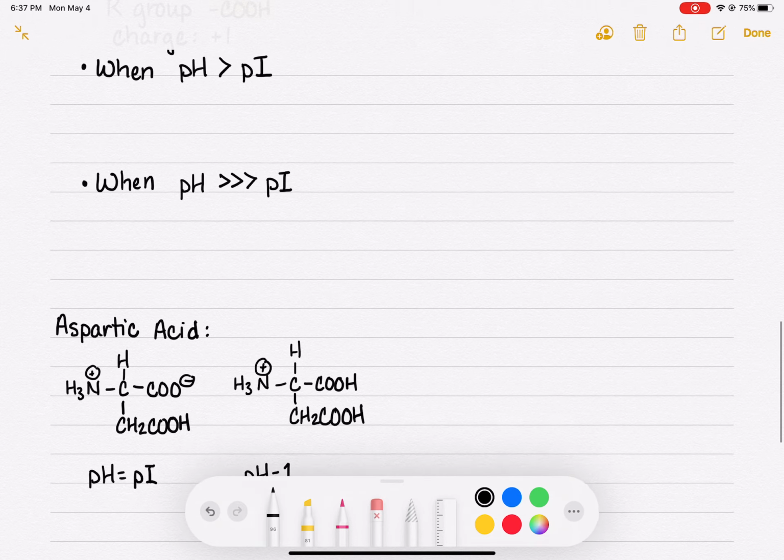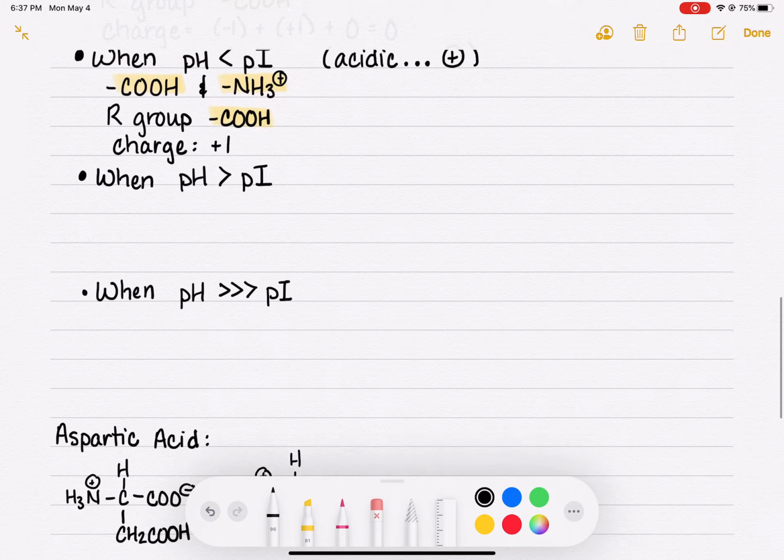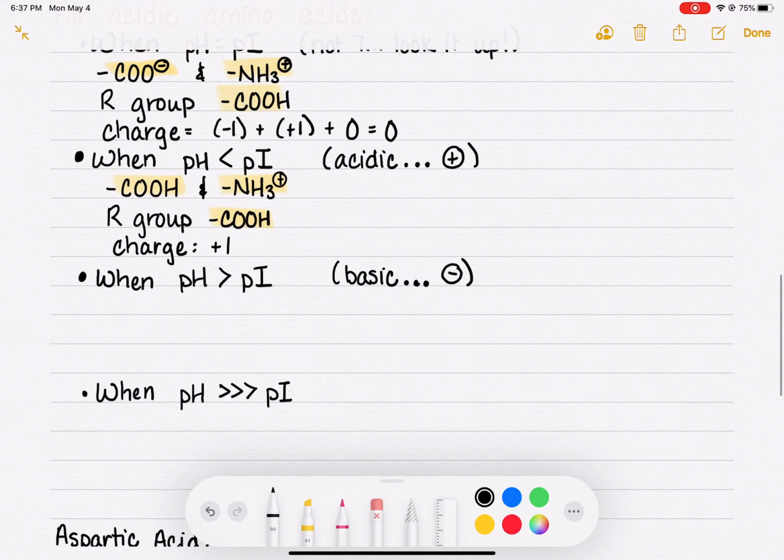Let's keep going with this. What about the next situation, when the pH is high? So the pH is greater than the pI. This would be a basic solution. And in a basic solution, we are allowed to have negative charges. So that means that if we're just looking at the amino and the acid part of the amino acid, we're allowed to have COO minus, but we're not allowed to have NH3+. We've got to convert that guy to the neutral version, which is NH2.